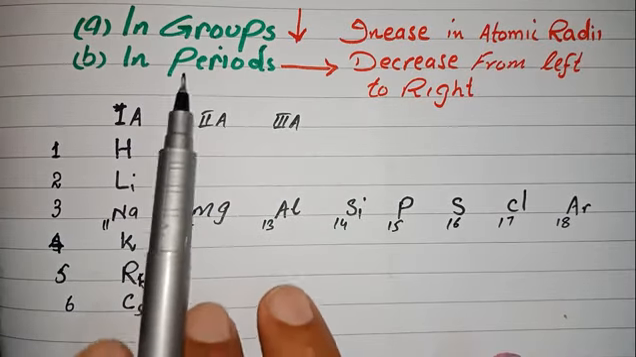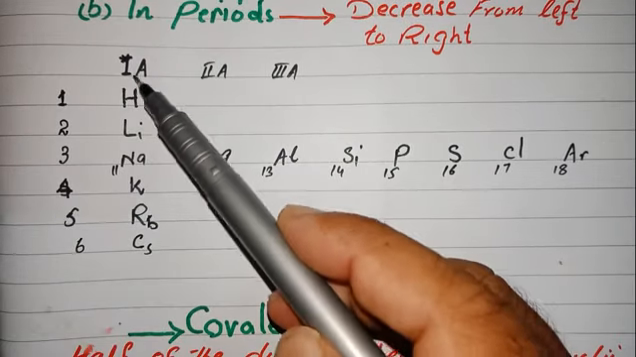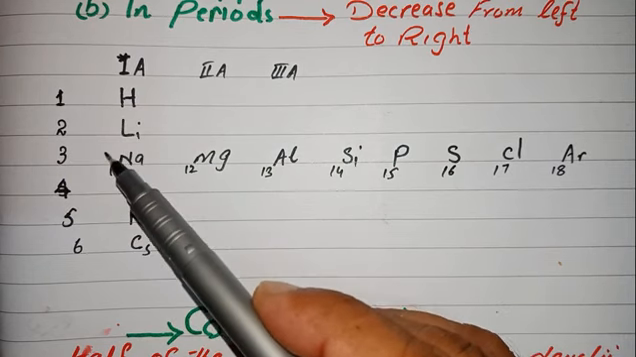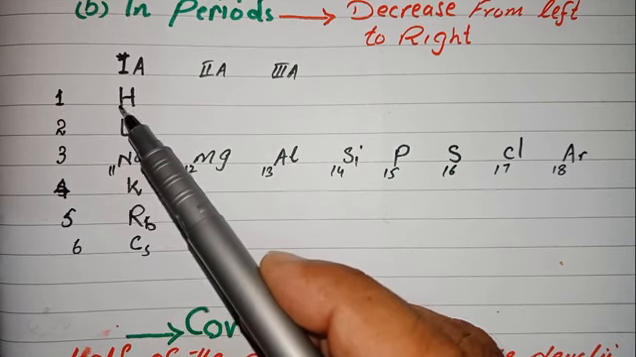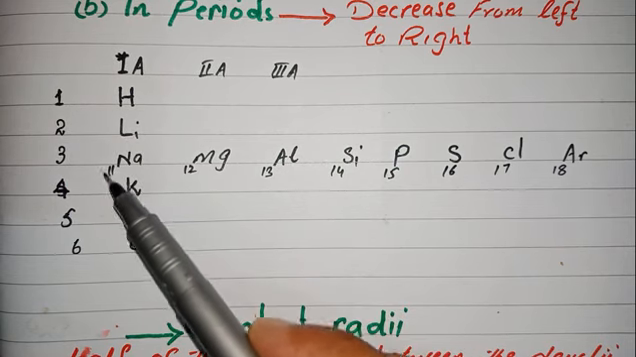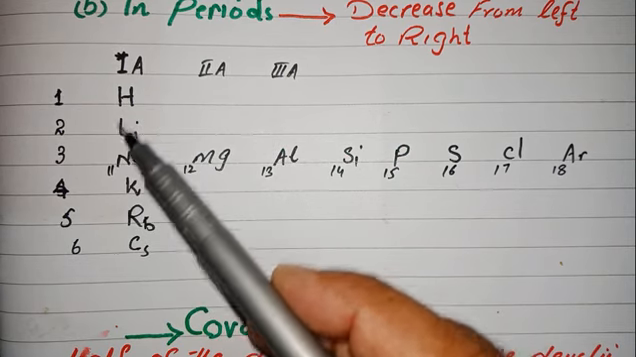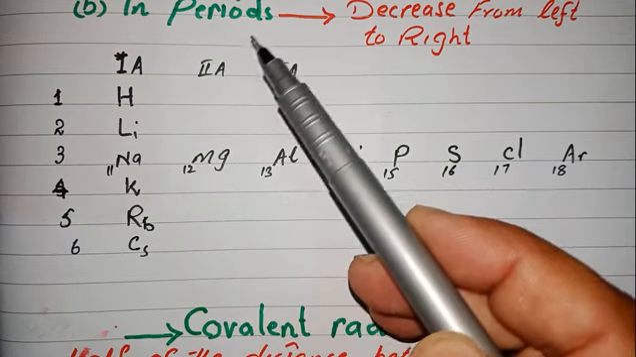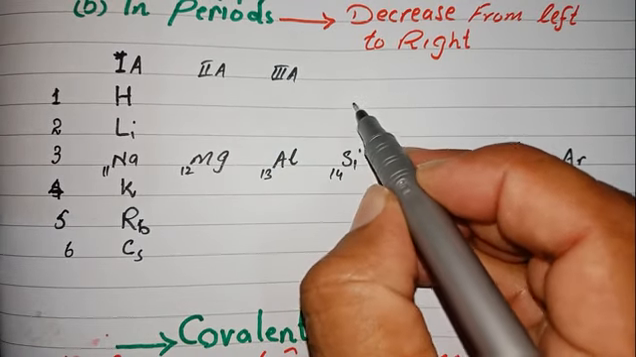The most important factor is that if you look at this table, in a group as we move from top to bottom, in each successive period one electronic shell is added to the successive element. For example, there is only one electronic shell in hydrogen, there are two electronic shells in lithium, and there are three electronic shells in sodium. So as we move from top to bottom, the number of shells goes on increasing. The distance from the nucleus to the valence shell gradually increases, and we say that atomic radius gradually increases.